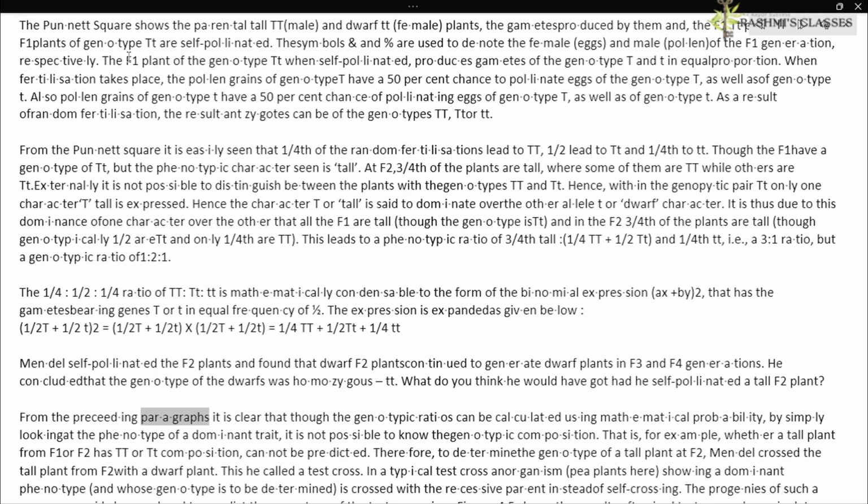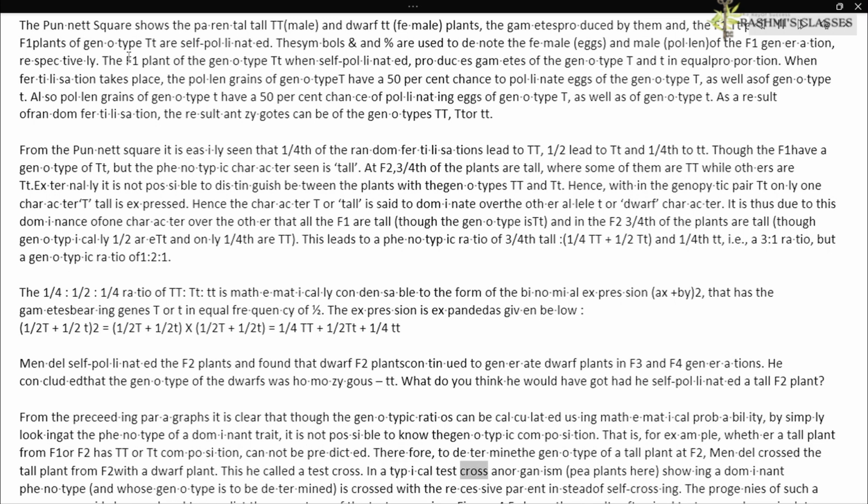From the preceding paragraphs it is clear that though the genotypic ratios can be calculated using mathematical probability, by simply looking at the phenotype of a dominant trait, it is not possible to know the genotypic composition. That is, for example, whether a tall plant from F1 or F2 has TT or Tt composition cannot be predicted. Therefore, to determine the genotype of a tall plant at F2, Mendel crossed the tall plant from F2 with a dwarf plant. This he called a test cross.